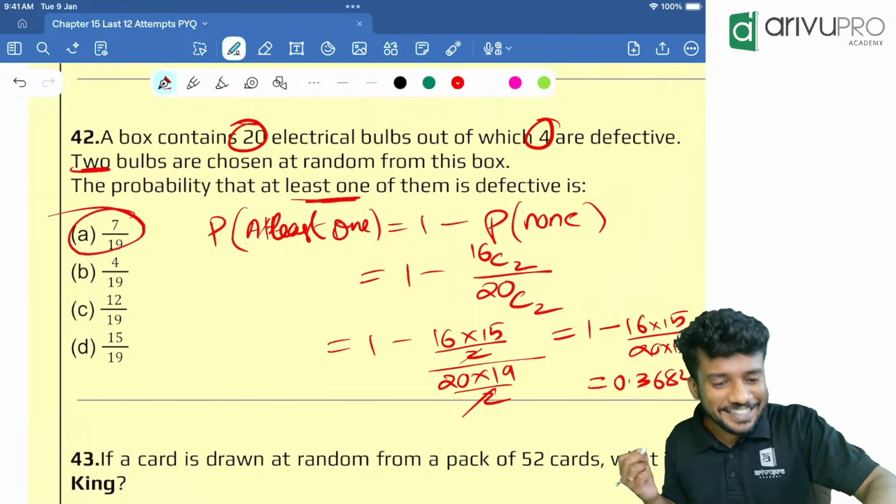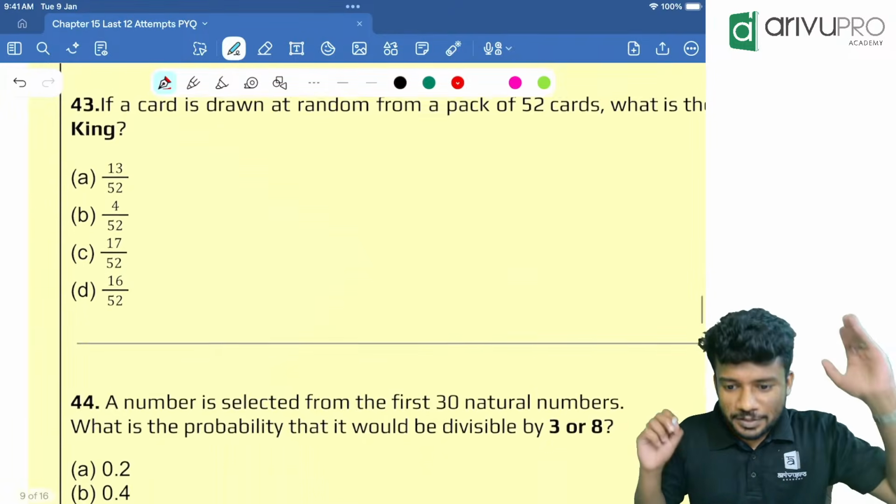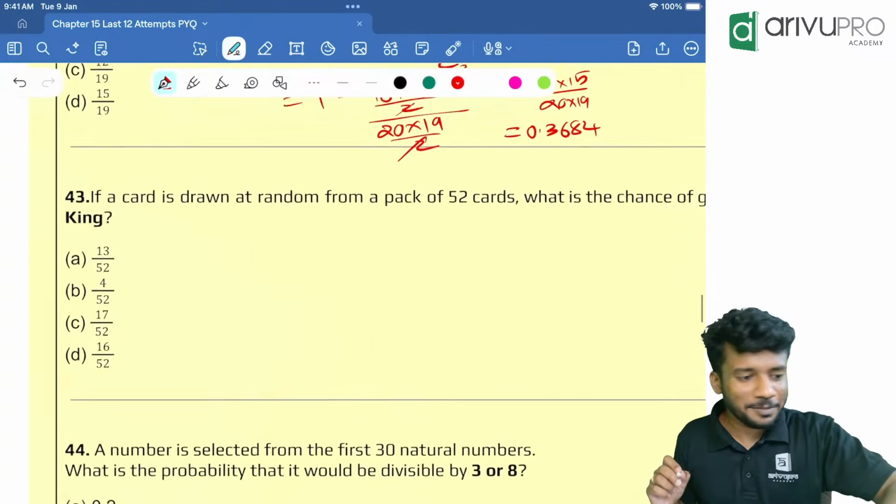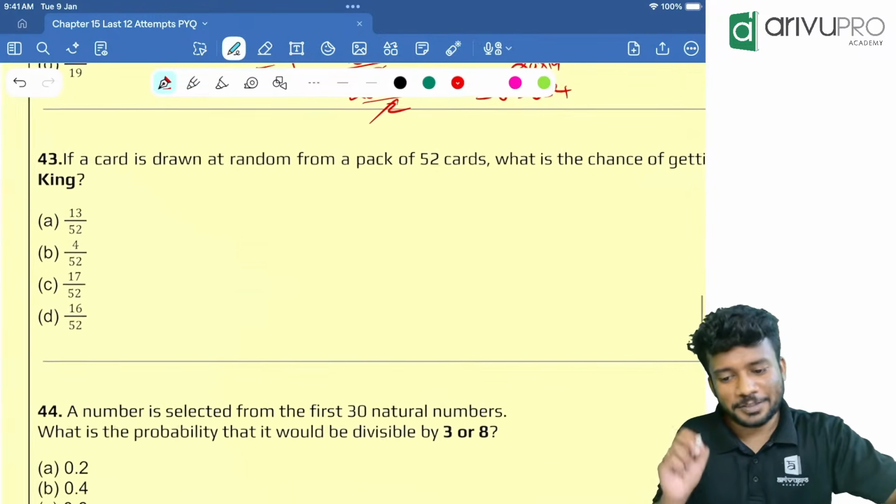Very easy, right? Are you guys there? Please put some emojis or something. Yes, many emojis are there. Some people are commenting the answer.